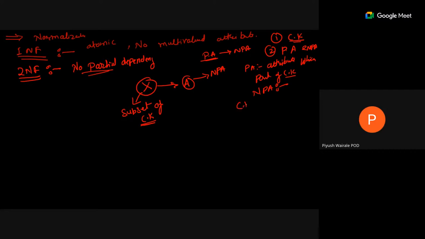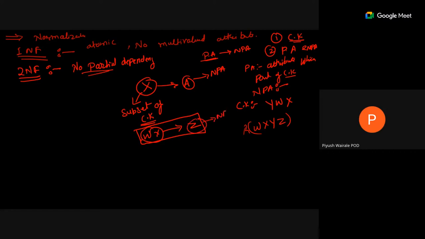So for example, my candidate key is y, w, x, okay? And we have x, y, z, w, x, y, z as a four attribute. Suppose I am having this w, x determining z. If this functional dependency exists, then this is a partial dependency, because w, x is a part of candidate key, that is subset of candidate key, and z is a non-prime attribute, right? So this y, w, x is my prime attribute and z is non-prime attribute.